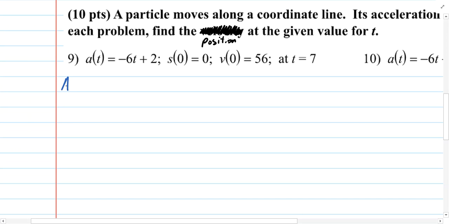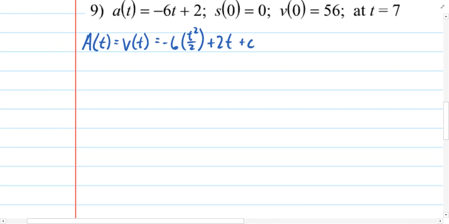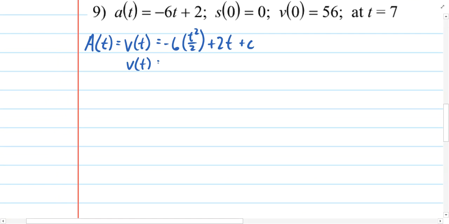Okay, so again, the antiderivative of acceleration is velocity, and the antiderivative of negative 6t is going to be negative 6t squared over 2 plus 2 times t plus c. This would simplify, of course, to negative 3t squared plus 2t plus c. And we need to identify the c value before we find the antiderivative in the next step. And fortunately, we were given this piece of information. When v of 0 is evaluated, it ends up being 56.